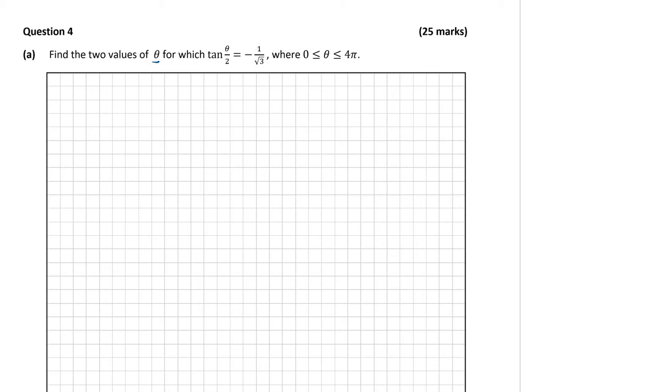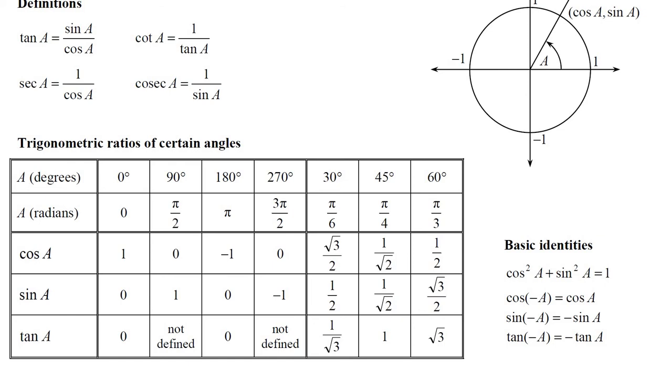First thing for these questions is that we're going to want to find the reference angle. And to do that, we're going to be using our tables. I'll just show you that now. So we know that tan of theta over 2 is equal to minus 1 over root 3. So we're going to look to tan and we're going to see what angle gives us 1 over root 3. And you can see it's 30 degrees here.